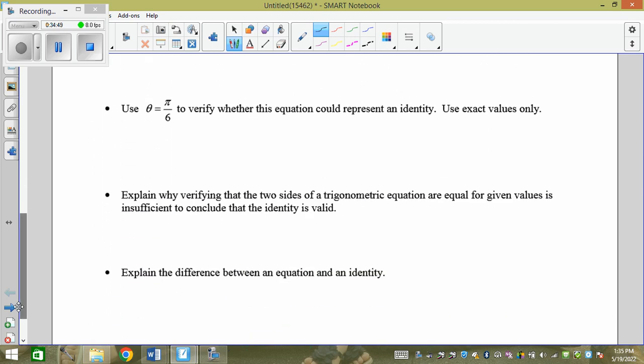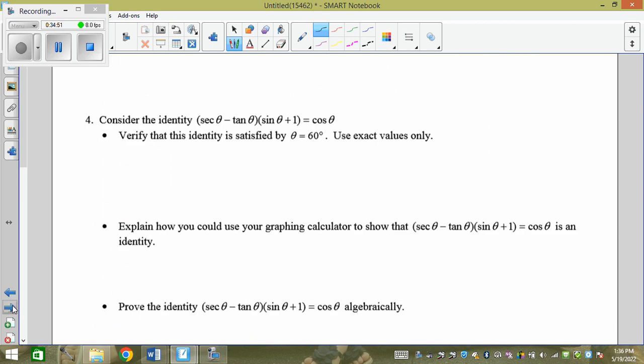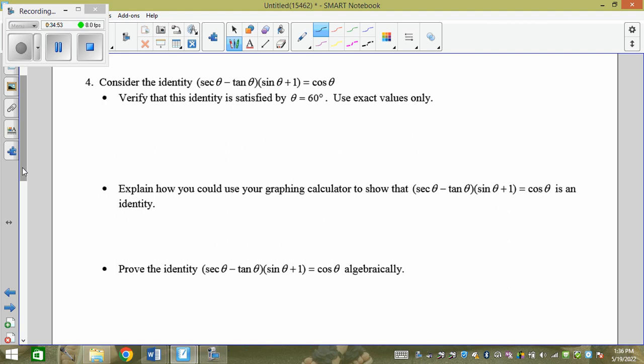What's the next page I want to do? Okay, here. So here I want you to consider the identity secant theta minus tan theta and sine theta plus 1 equals cos theta. I want you to verify it, and then I want you to prove it algebraically. Don't worry about the calculator.